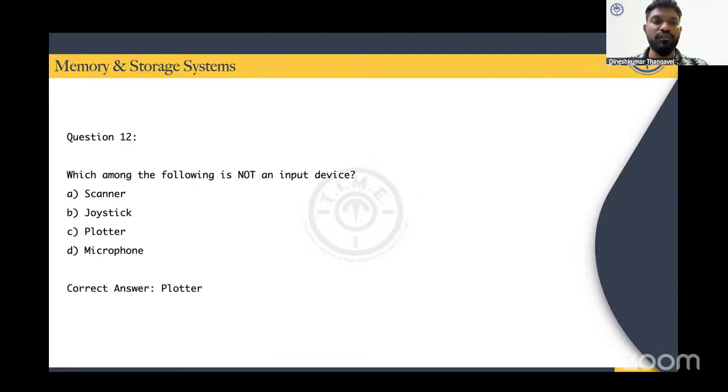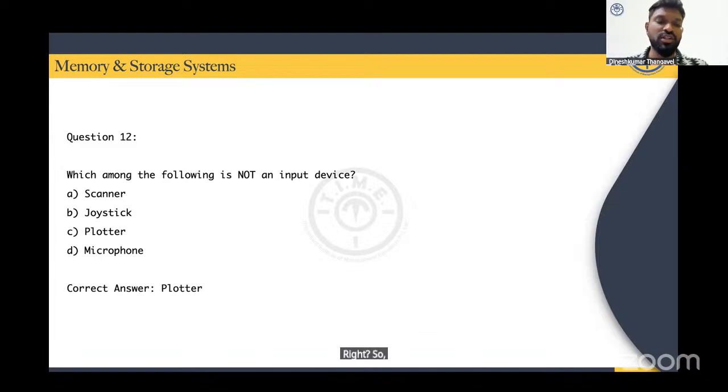Which among the following is not an input device? Input devices send data into the computer. Let's take the first option, scanner. It scans the document. Second one, joystick. It's a game input. The fourth one, microphone. It's a voice input, right?